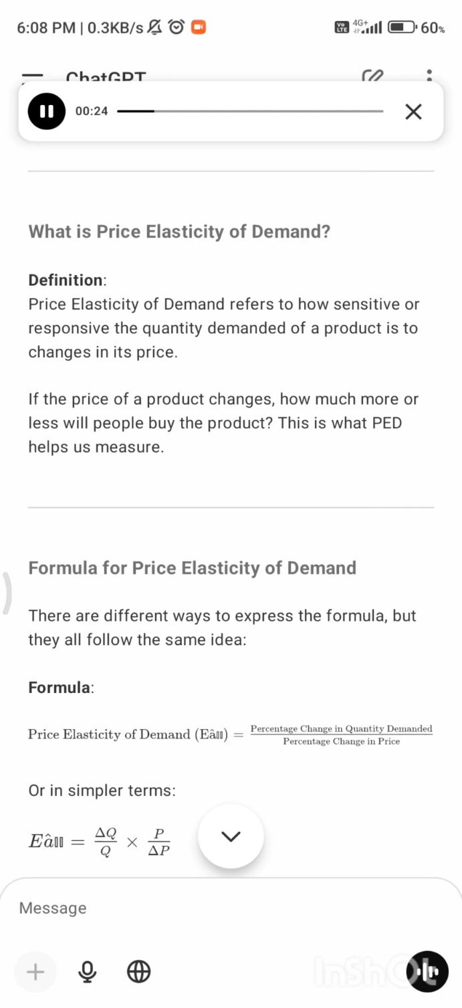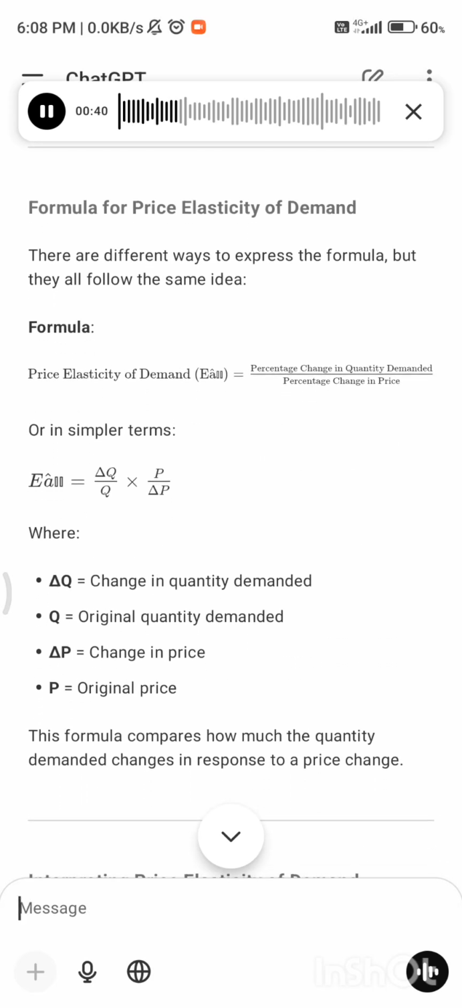Definition. Price elasticity of demand refers to how sensitive or responsive the quantity demanded of a product is to changes in its price. If the price of a product changes, how much more or less will people buy the product? This is what helps us measure. Formula for price elasticity of demand. There are different ways to express the formula, but they all follow the same idea.